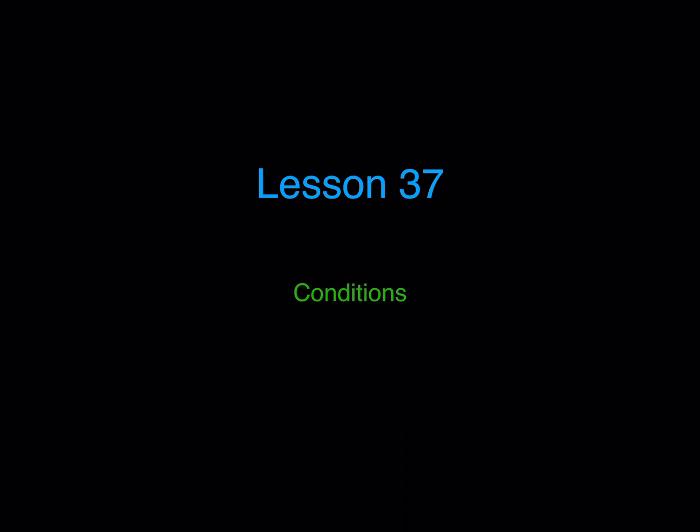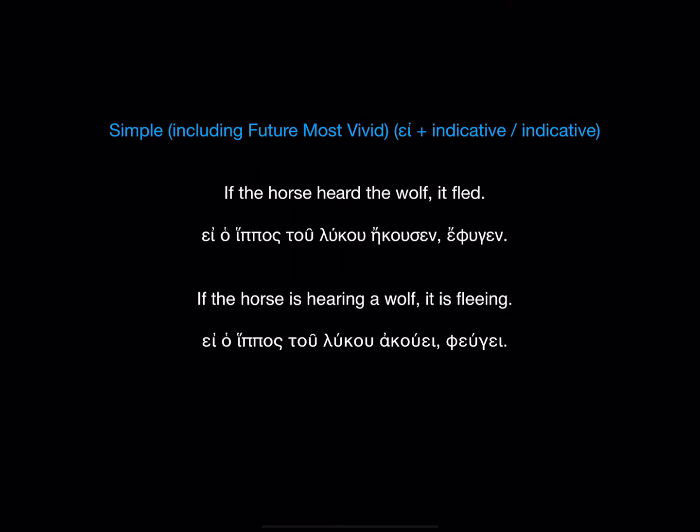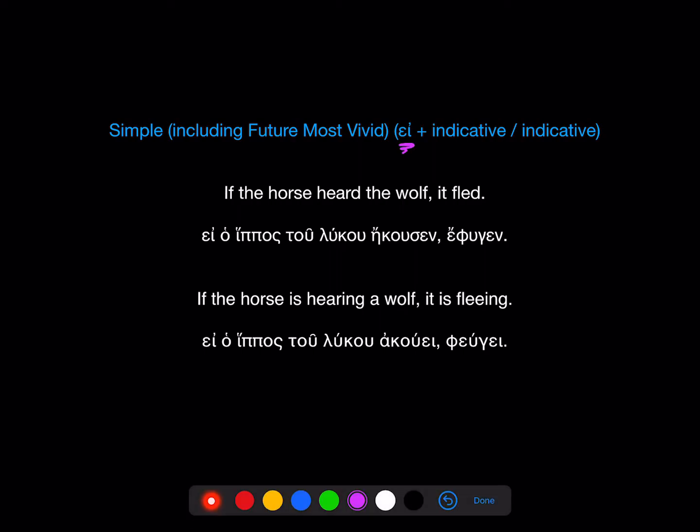We're going to learn how to make several kinds of conditional sentence, which will give us a chance to use the subjunctive and the optative some more as well. So I'm going to start with simple conditionals because they are very simple. To make a simple conditional sentence, you just use the word ei, if, plus the indicative in the if clause, and then another indicative in the then clause. And the tense of the indicative will just be dependent on what you're trying to say.